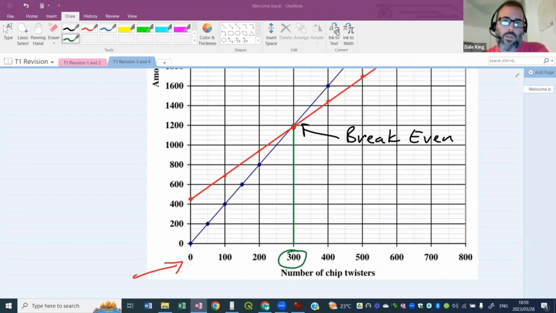If I was Lerato, I might consider reducing my costs somewhere along the line. She's going to have to work very hard. Or I'd sell them for a little bit more. Yes, you could sell them for more than R2.50. If you sell them for more than R2.50, then that break-even point will be lower down. You would have to make fewer chips to start breaking even.